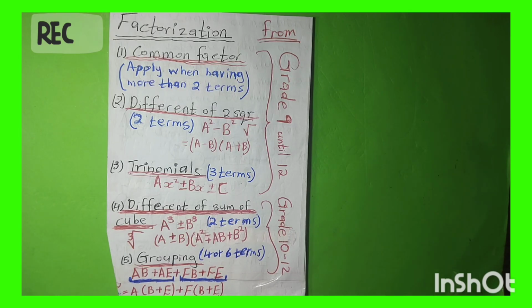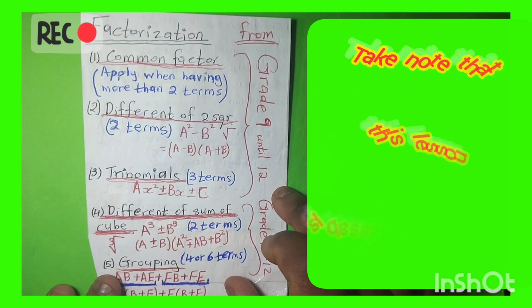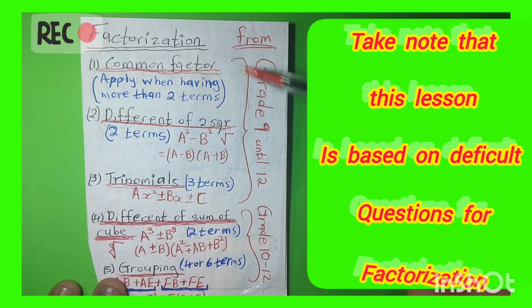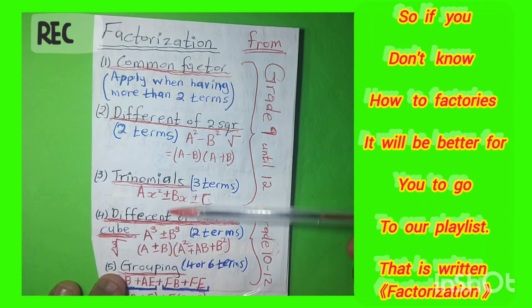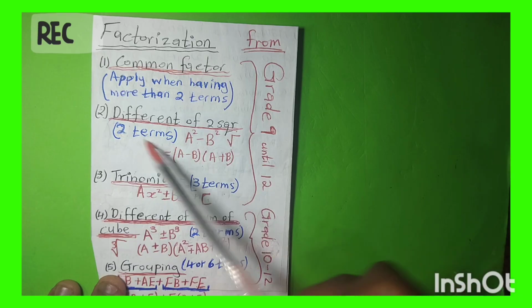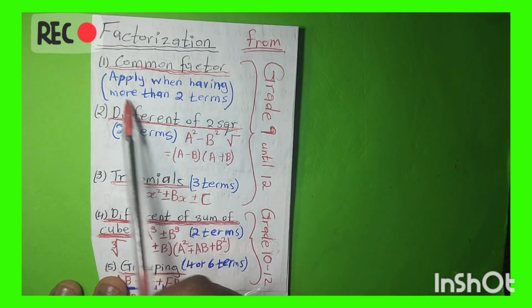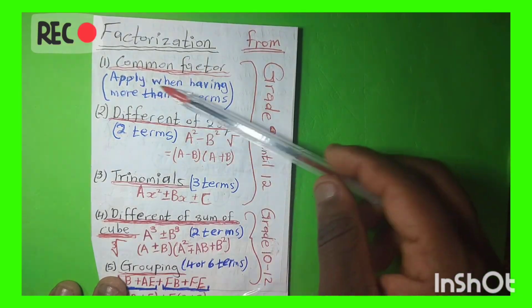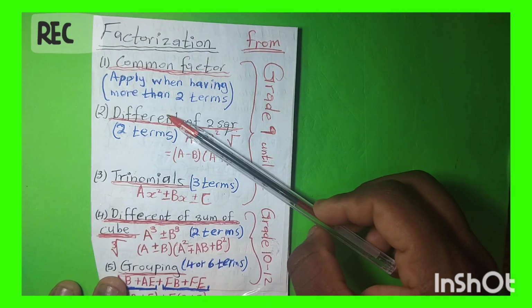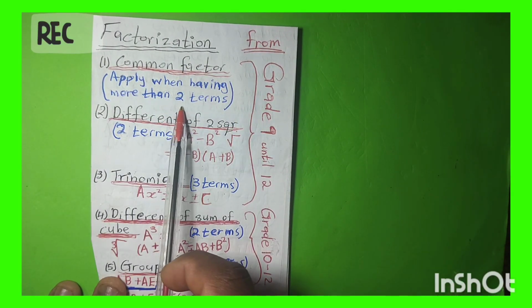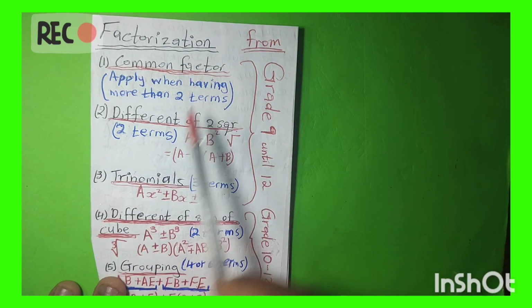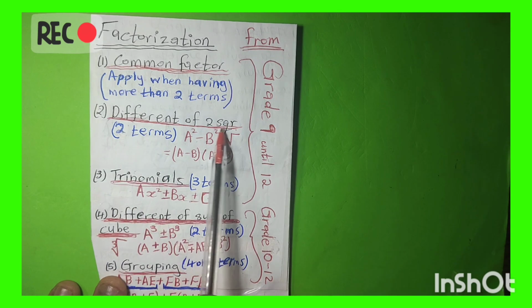So in this video, guys, I will be revising factorization, and a key thing is that you should know all the types of factorization. So we have what we call common factor. You apply this all the time, actually, but especially if you have more than two terms. Then you also have what you call difference of two squares.